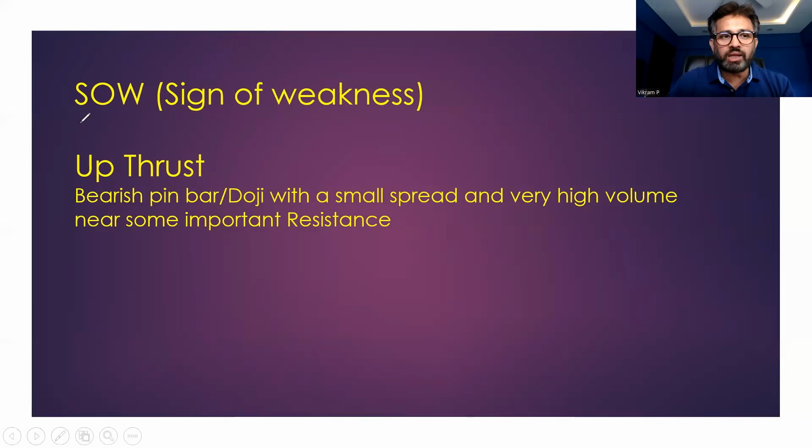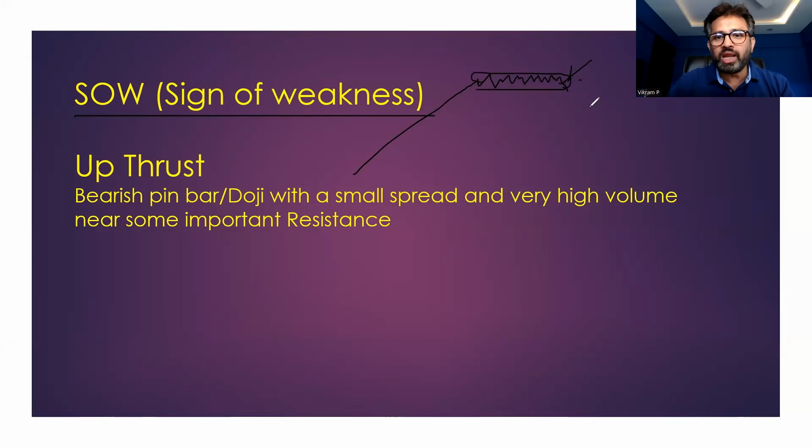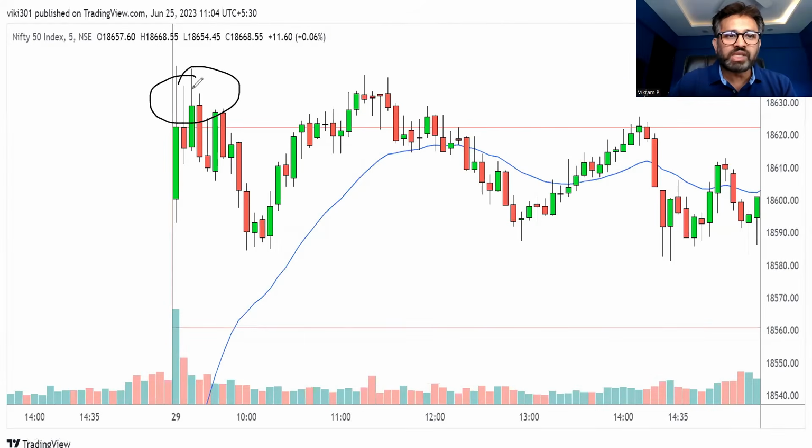Now we'll come to the three types of sign of weakness. So sign of weakness is nothing but, in a strong uptrend, when buyers get exhausted, demand gets exhausted, and then sellers come into the play to take the market down. That is nothing but sign of weakness. For example, this entire level is a strong resistance, right? This entire level is a strong resistance.